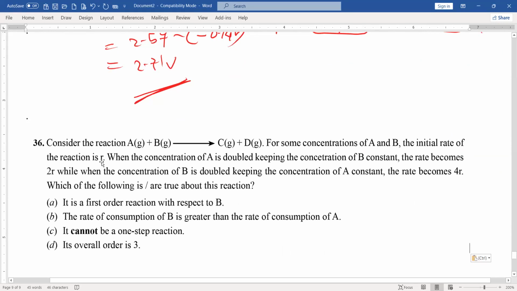Consider reaction A plus B gives C plus D. This is not a reversible reaction, right? For some concentrations of A and B, the initial rate of the reaction is R. When the concentration of A is doubled, keeping the B concentration constant, the rate becomes 2R. While B is doubled, 4R. Which of the following are true?